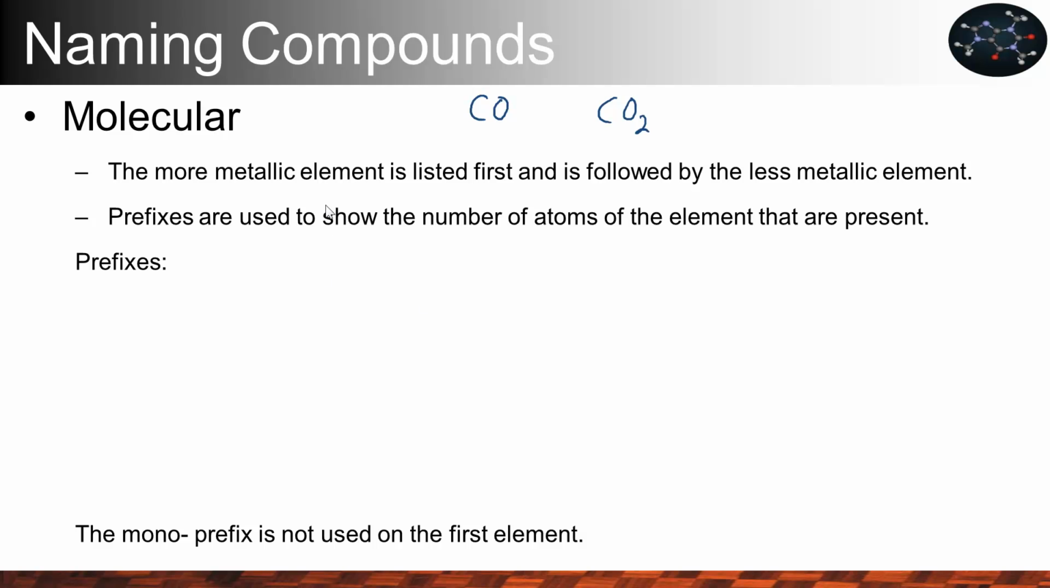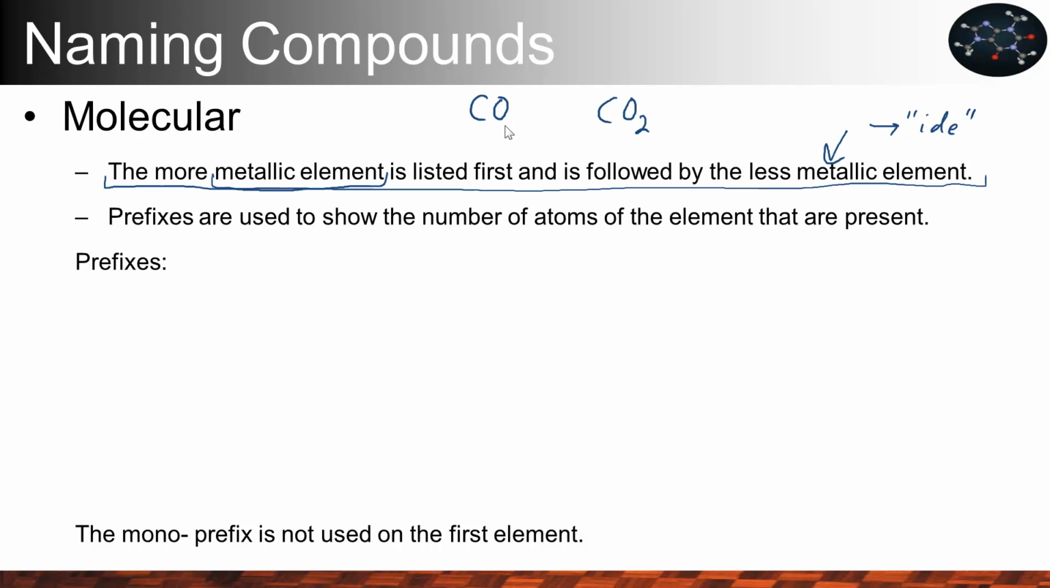So you can kind of hear it, but what we do is name the more metallic element first. All that means is the one that's on the left side of the periodic table. When we name it, we just say the name of the element. What we do for the second element in the compound is we list it second. That's the one that's farther on the right relatively. And again, we're going to treat it just like it's an ion, even though it's not, and we're going to change the ending to -ide.